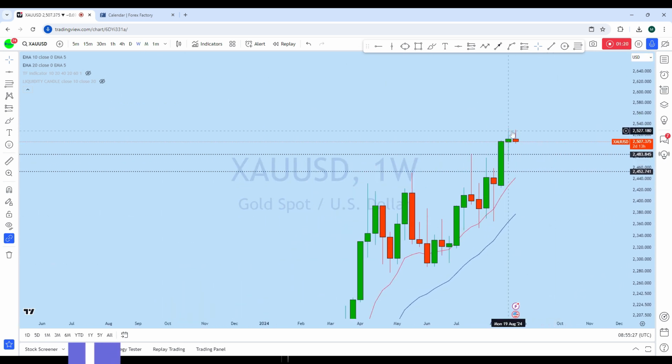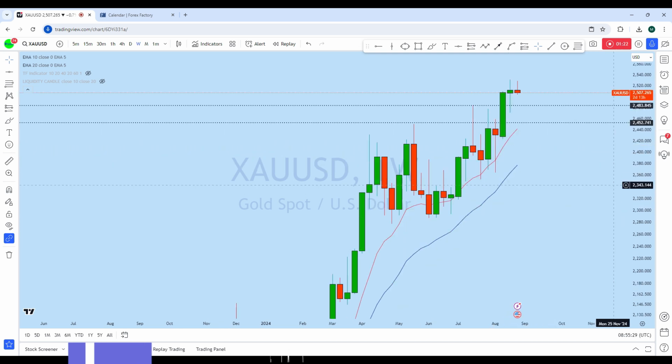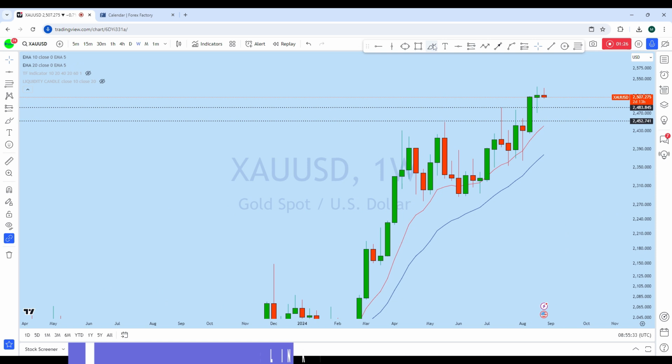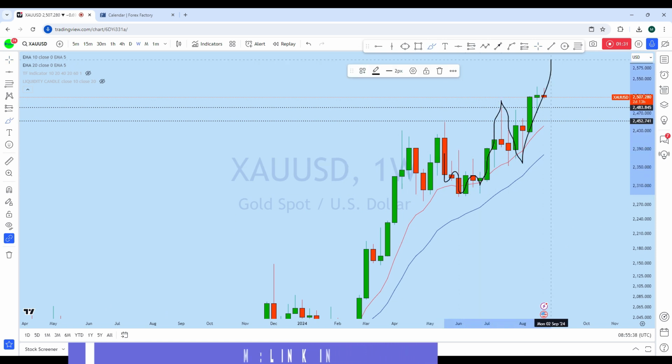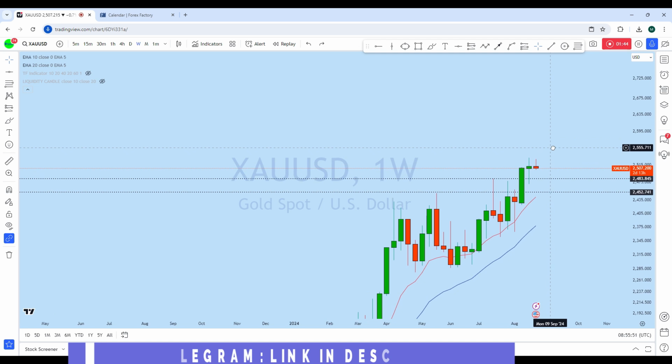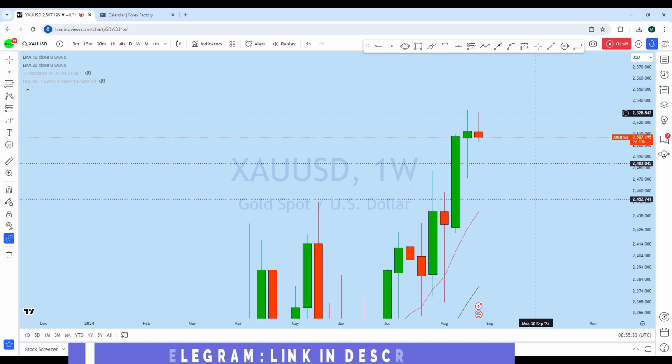Now, previous week we saw a doji formation. From the weekly bigger picture, we can also see gold is bullish. We have seen an inverted head and shoulder, a complete breakout and pullback, and we can see the market is in an impulsive phase with a long wick doji formation here. We have seen a complete breakout from the weekly following this doji previous week.